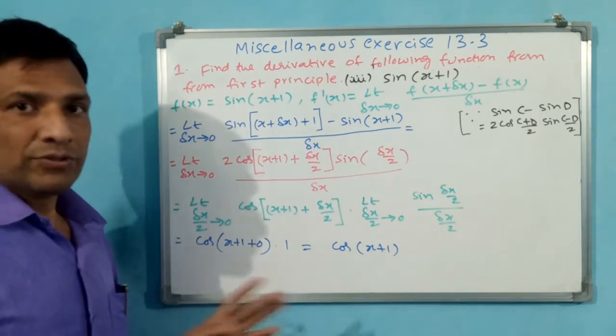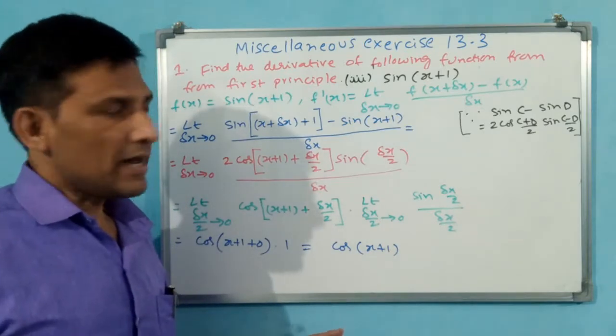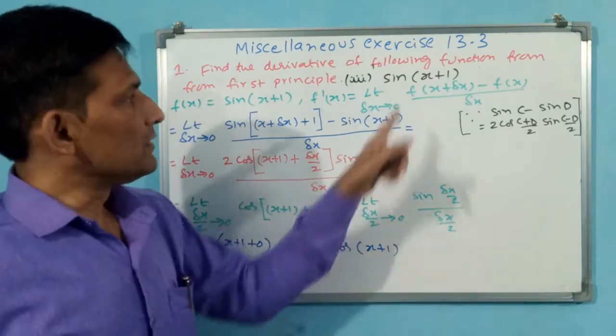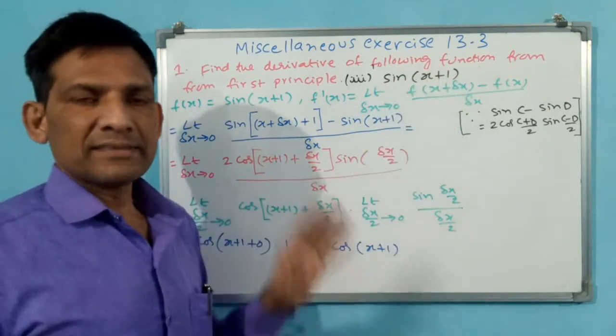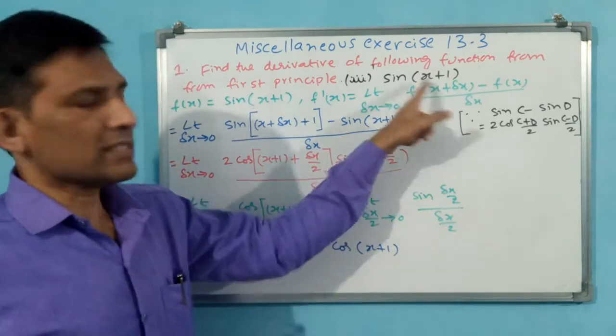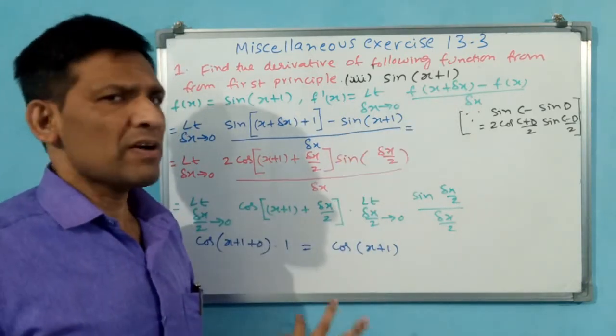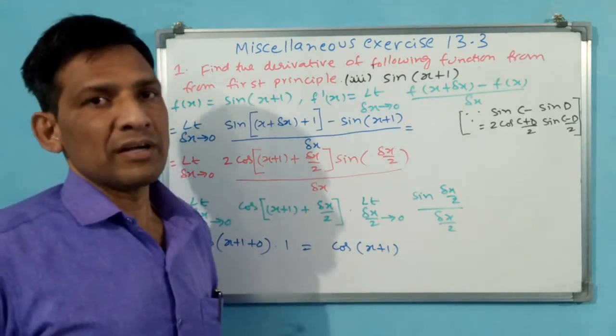This is the value. Because of first principle, this many steps we have to write. Or else directly you can tell sin x plus 1. Take this x plus 1 as x. Sin x, d by dx sin x is cos x. Cos x plus 1 you write. Again d by dx x plus 1, d by dx x plus 1 means 1 only. 1 into cos x plus 1. That means cos x plus 1 will come.